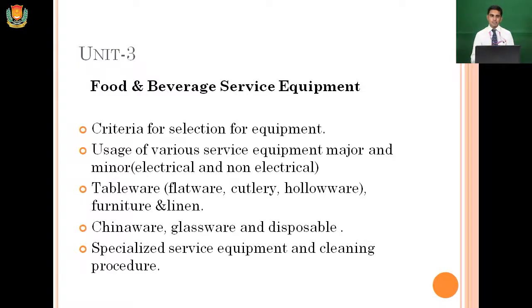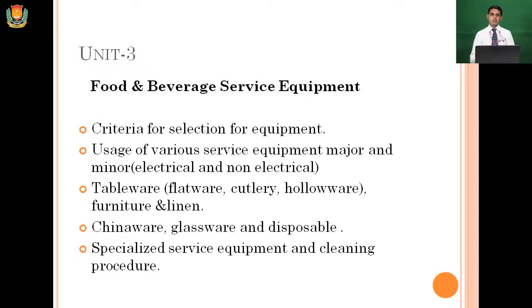The second subtopic is uses of various service equipment: major, minor, electrical, non-electrical. Because in our restaurant, in our coffee shops or bar, we are using a lot of equipment, which will be electrical and also non-electrical. Each and every equipment we are going to show you in your practical time also, and tell you the name and the role of that particular equipment, what is the use of it.